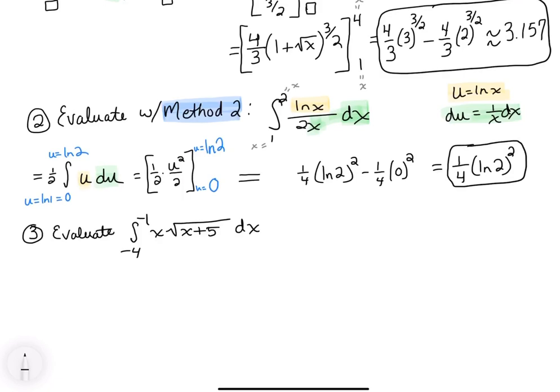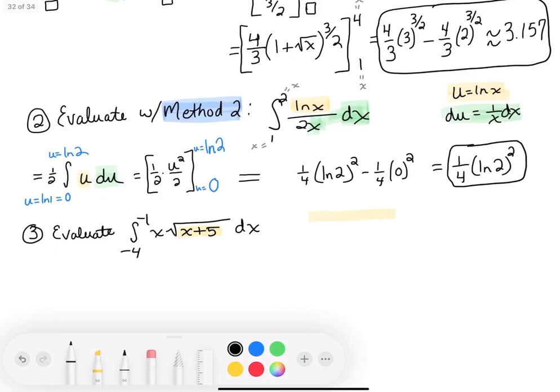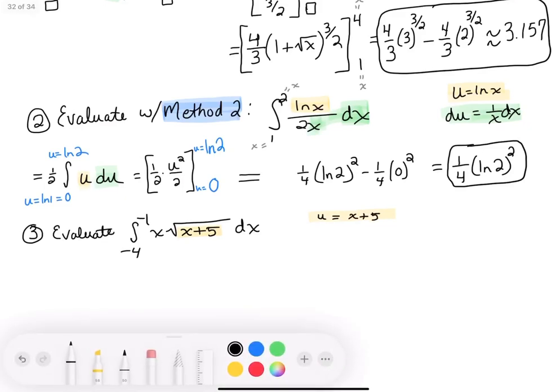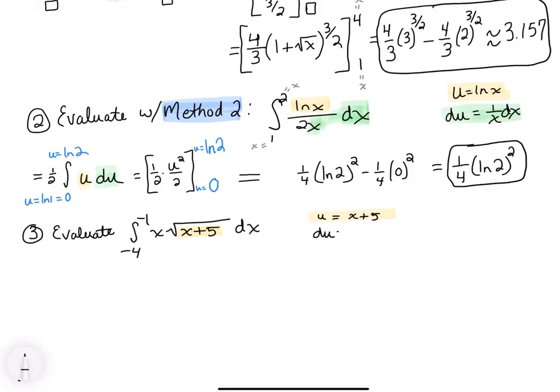This number 3, we're back to something that I would say is more like our first examples, in the sense that we have what I would call a more obvious inside. So it looks like we have a u that is underneath of a power or inside of a radical. We have u equals x plus 5. All right, so then we take our differential. So our du in this case, well, that's just 1. So du equals dx, 1 dx.